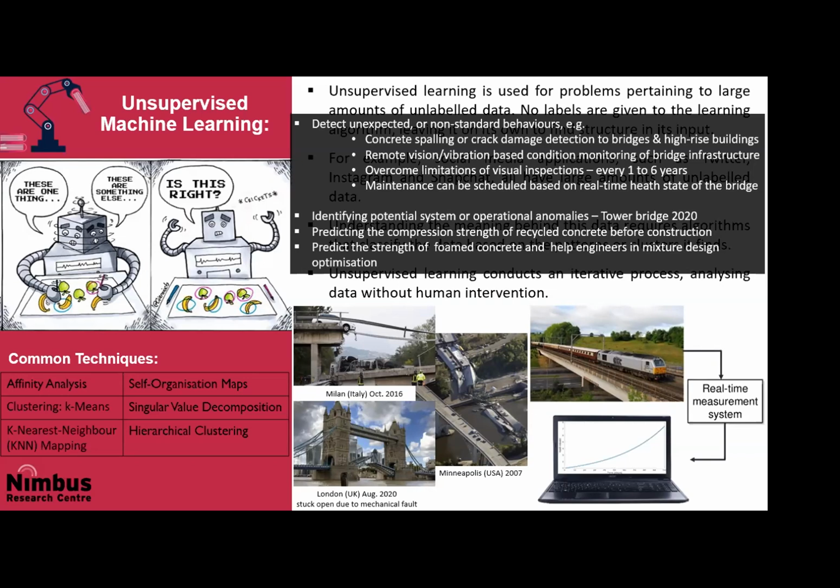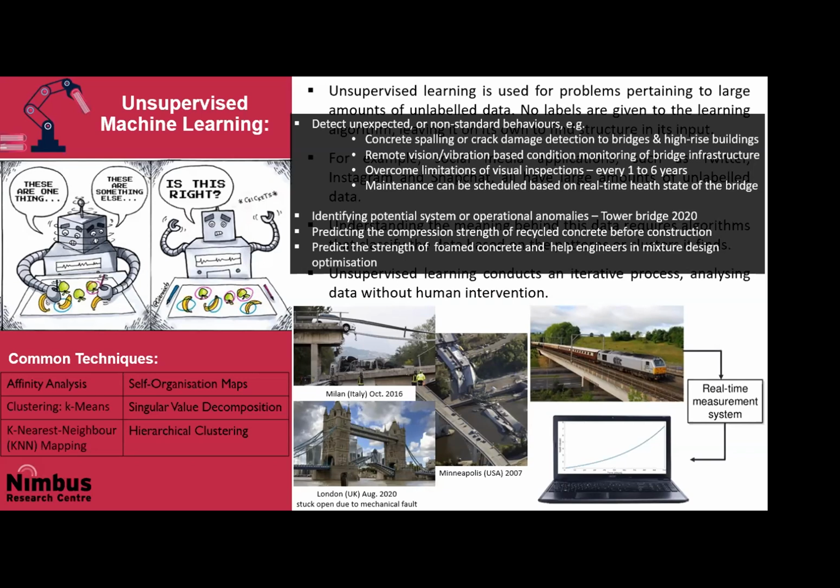And it can be used to overcome the limitations that are often applied with visual inspections, as many of these only occur every 1 to 5 or even 1 to 6 years. Thus, maintenance can be scheduled now using real-time health data for a bridge or railway lines, for example. So unsupervised methods are also useful in identifying potential systems operation anomalies.